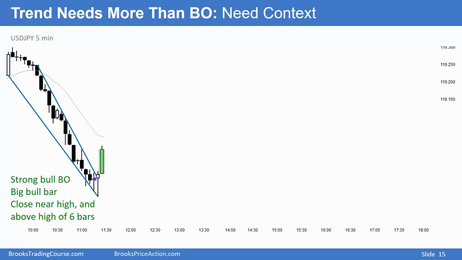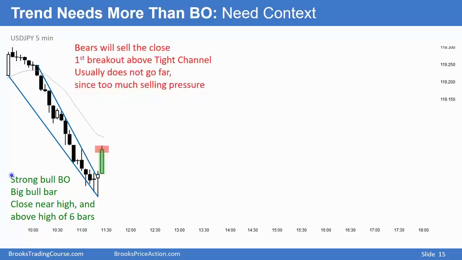The bulls have a micro double bottom. They have a possible 1 bar final flag, and they have a big bull bar closing on its high above the high of the past 6 bars. All good for the bulls, yet probably minor. Minor means the first reversal up probably will not get very far.